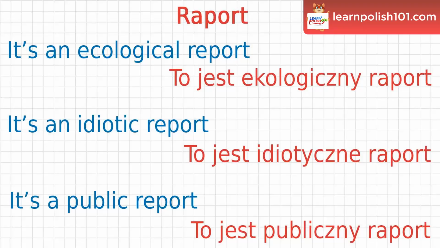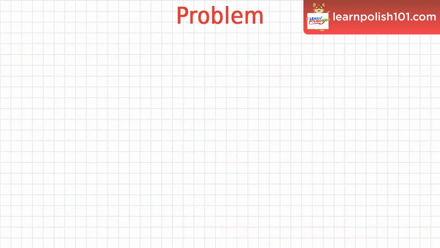Okay, in Polish, problem is problem in terms of spelling. But remember what we say about how we need to push down on the penultimate syllable, and we need to say the air as in elephant and roll the R. So let's have a listen to problem. Problem.